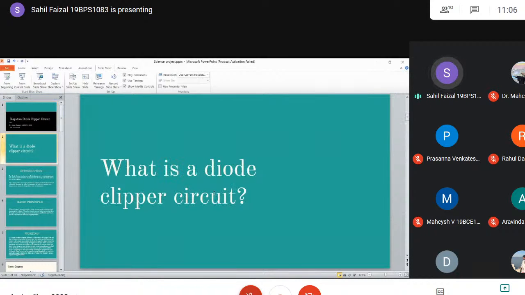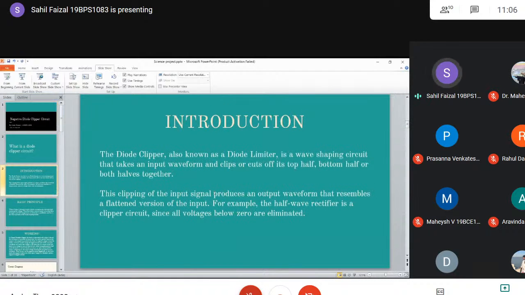First of all, what's a diode clipper circuit? A diode clipper circuit is basically a wave shaping circuit which takes an input waveform and clips or cuts off its top half or bottom half or both halves together, depending upon whether it's a positive diode clipper or negative diode clipper. The clipping of the input signal produces an output waveform that's a flattened version of the input. That's why it's also called a diode limiter. For example, a half-wave rectifier is a clipper circuit since all the voltages below 0 are eliminated.